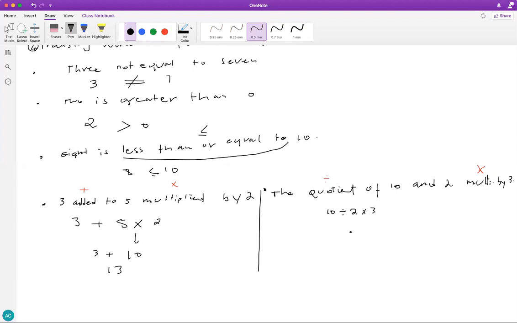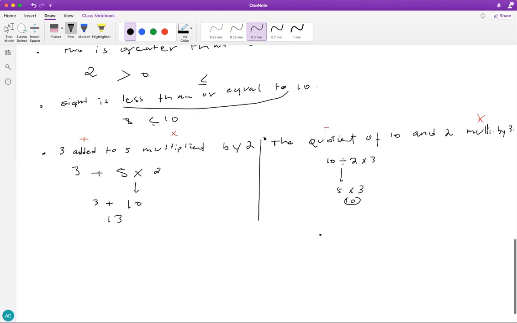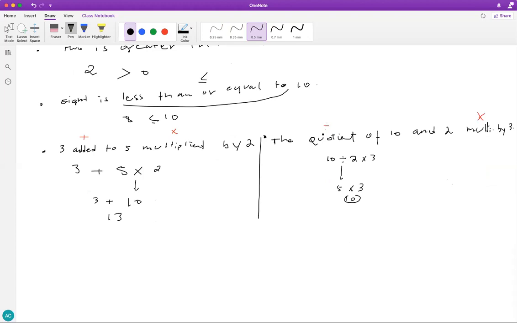Times 3. That's right. And when you do this, which one do you do first? We divide first. As we said earlier, when we have division and multiplication next to each other, we go in order, left to right. So we're going to do the left first. That's 5 times 3, which is 15. I'm sorry, 15. These are the key ones.